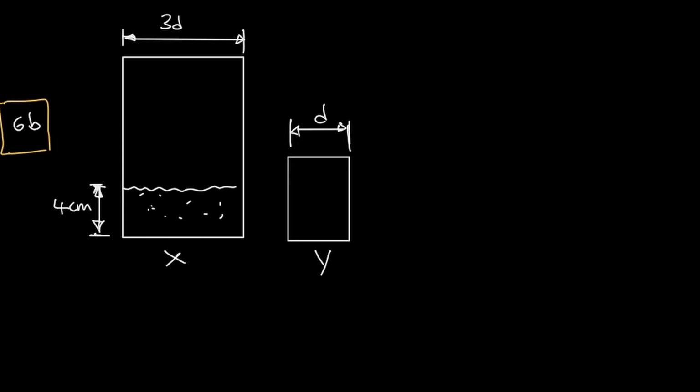So here we have two jars, two cylindrical vessels. We denote them as X and Y. First, vessel X, which is cylindrical, is filled with water to a height of 4 centimeters, and its diameter is given as 3d. This compares to vessel Y, whose diameter is d. So this jar Y is empty. Initially, jar Y is empty, and we note that jar X has 4 centimeters of water contained in it.